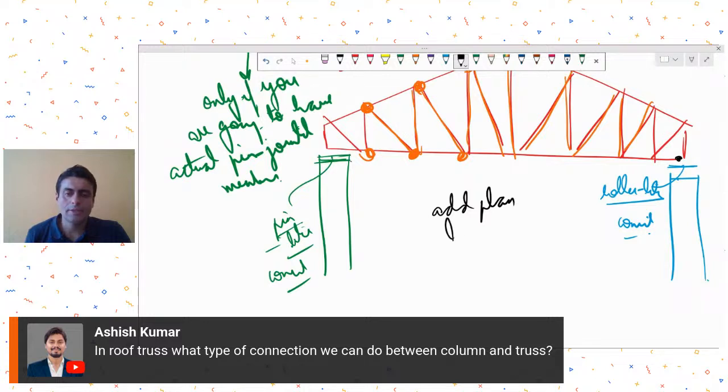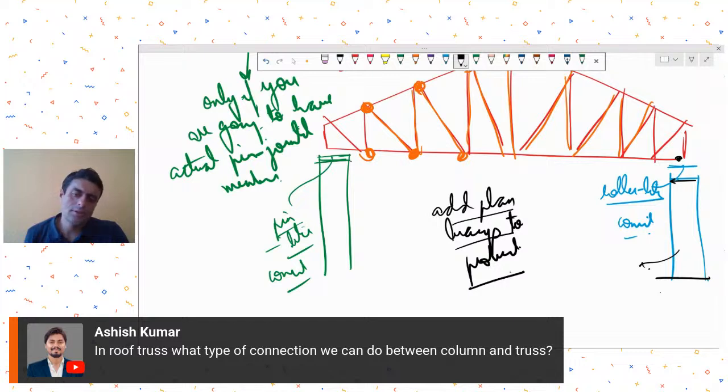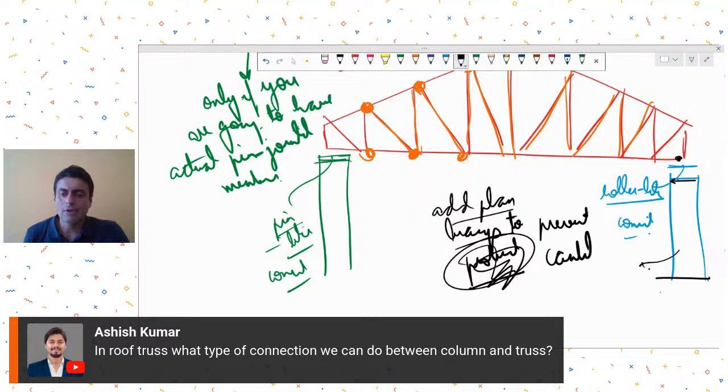Always remember to add plan bracings to provide stability to your column, because otherwise this column becomes a cantilever-like member, isn't it? Fixed at the end, free to translate at the top, so it may become a cantilever-like assembly. Therefore always add plan bracings. What I have written: add plan bracings to prevent cantilever action of your column. Okay.